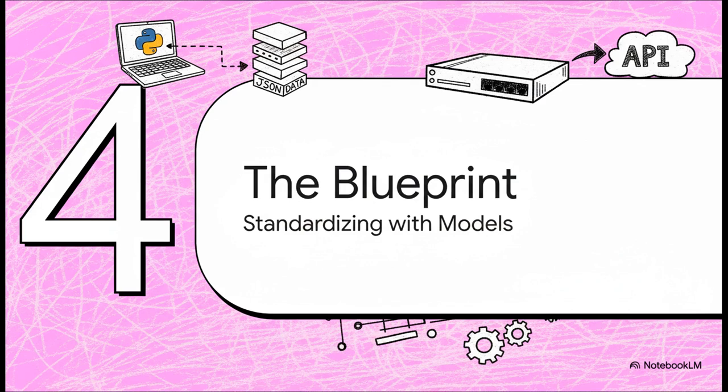Okay, so JSON is great, but it's not the whole story. If we don't have any rules, we could just send any random JSON data we want, and that's a recipe for disaster. We need a blueprint, a standard way of saying, hey, for this task, this is exactly the information you need to send. And that's where data models come into the picture.